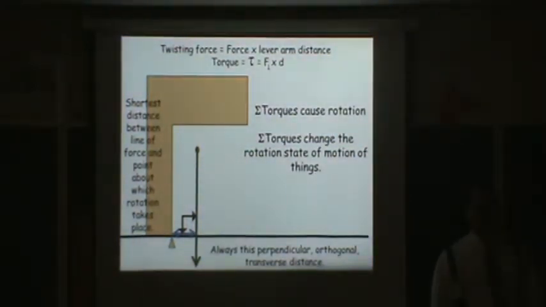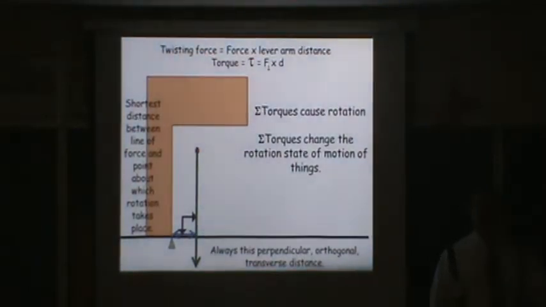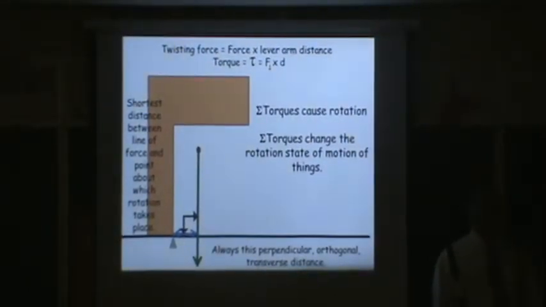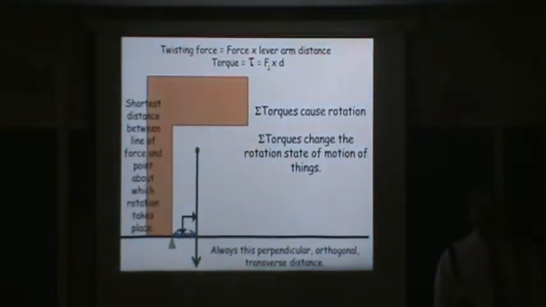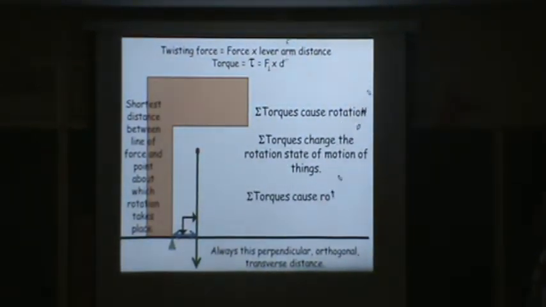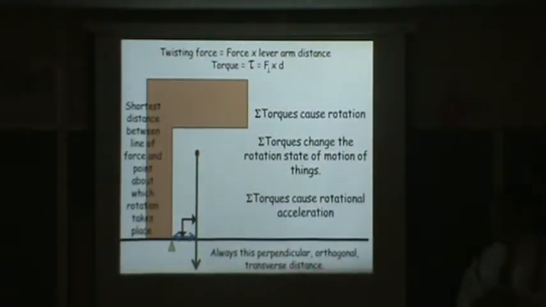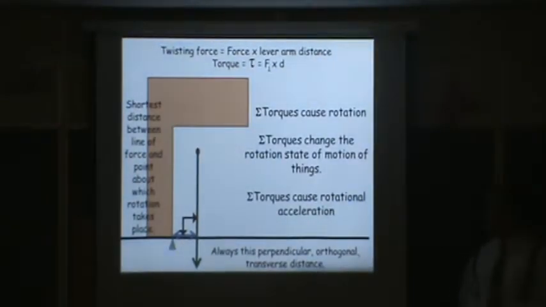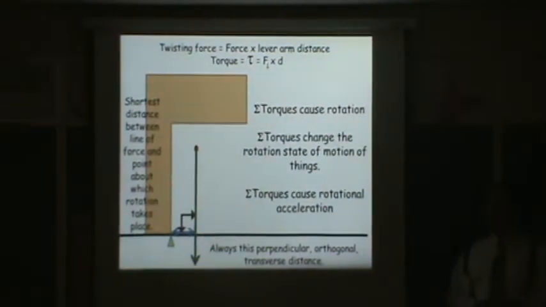So if something's not moving and there's a net force acting on it, it's going to start moving. If something is moving and there's a net force acting on it, maybe it starts moving faster, maybe it's going to move slower, maybe it's going to go in a circle. Net forces change the linear state of motion of things, just like net torques change the rotational state of motion of things. So net torques cause rotational acceleration, just like net forces cause linear acceleration.